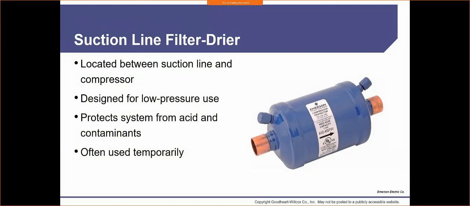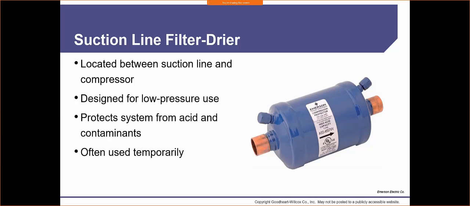And then we also have a suction line filter dryer. So if we were to have, let's just say, a burnout on our system, we're also going to put in a suction line filter dryer. All right, it's going to protect the system from acid and contaminants. So let's just say the previous technician came in there, screwed up our system, and we got a burnout. Well, we've got to remove all those impurities out of our system. Okay, so we're going to replace our compressor because our compressor is bad, and then we're going to flush it.